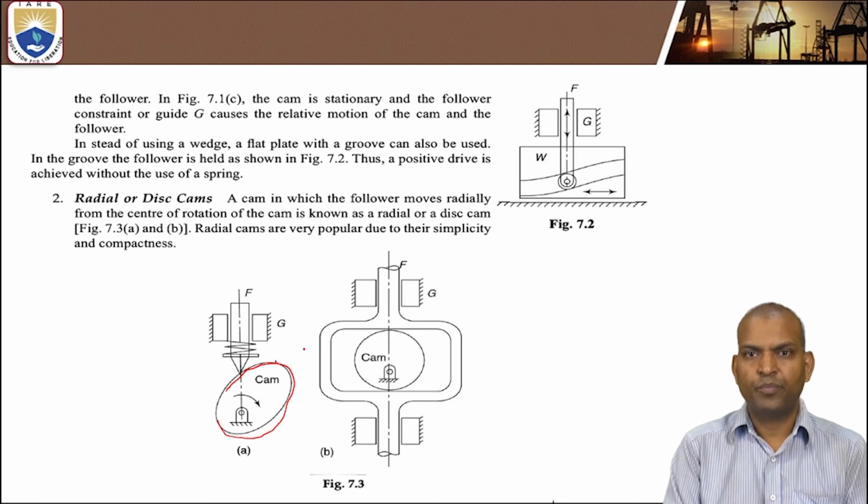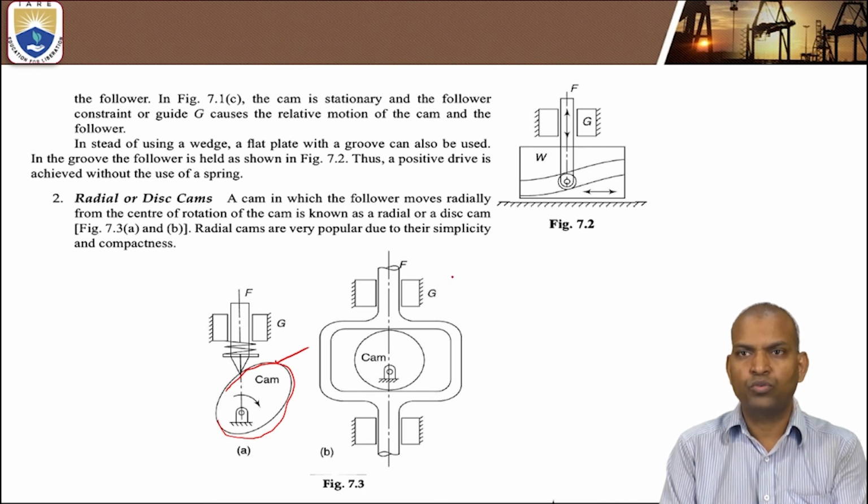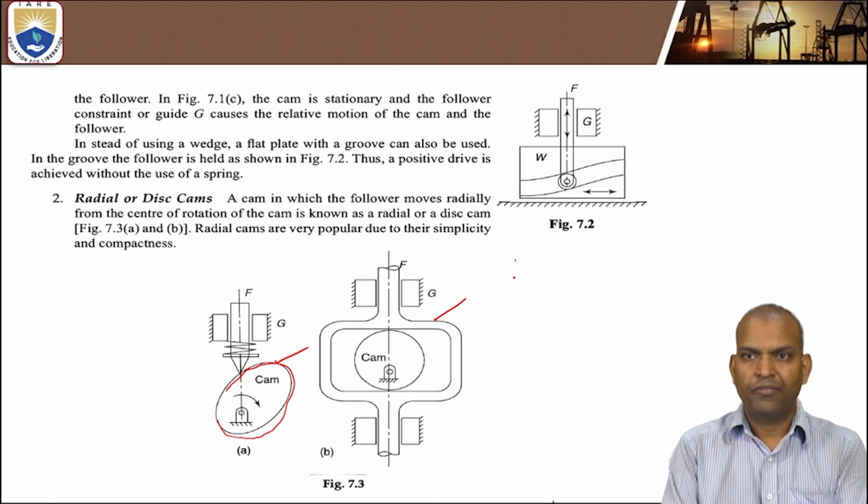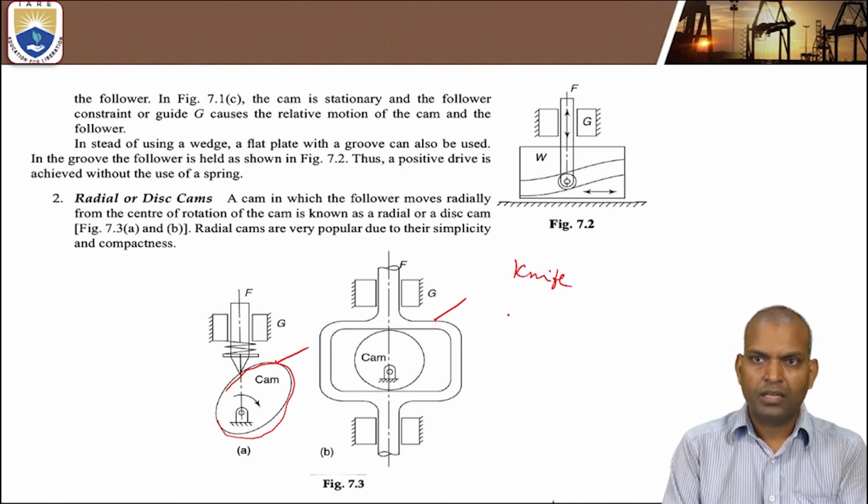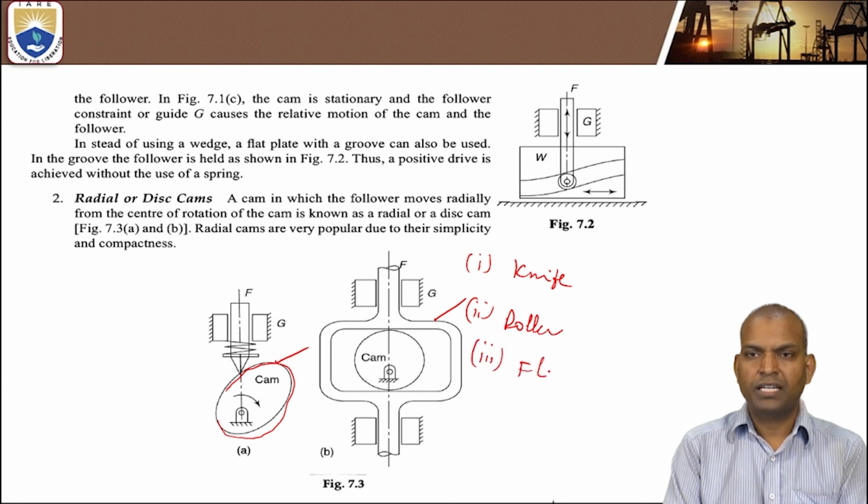Especially the 7.3a we will draw. And what type of follower do we follow? We don't follow the grooved edge or closed pair followers. We follow knife edge followers and roller followers, and the third category is flat faced followers, that is called mushroom followers.